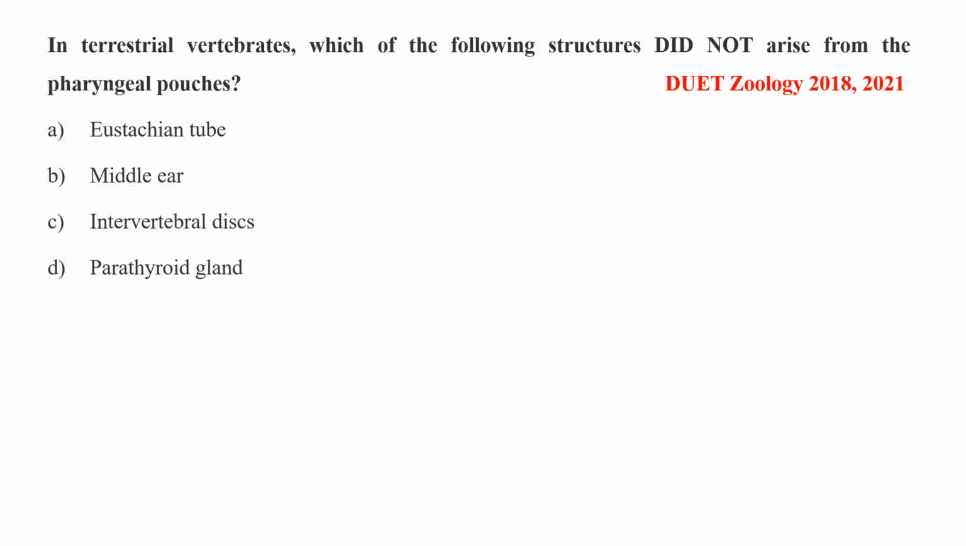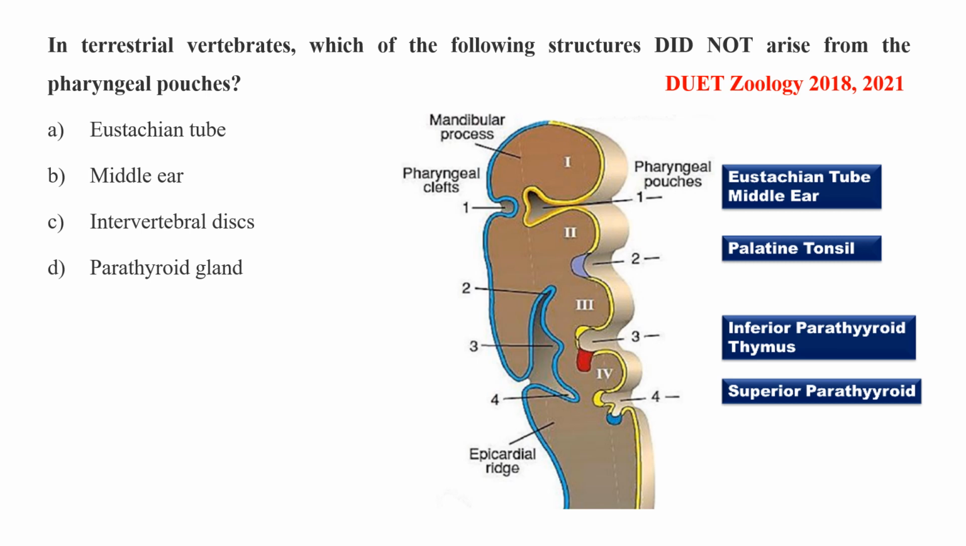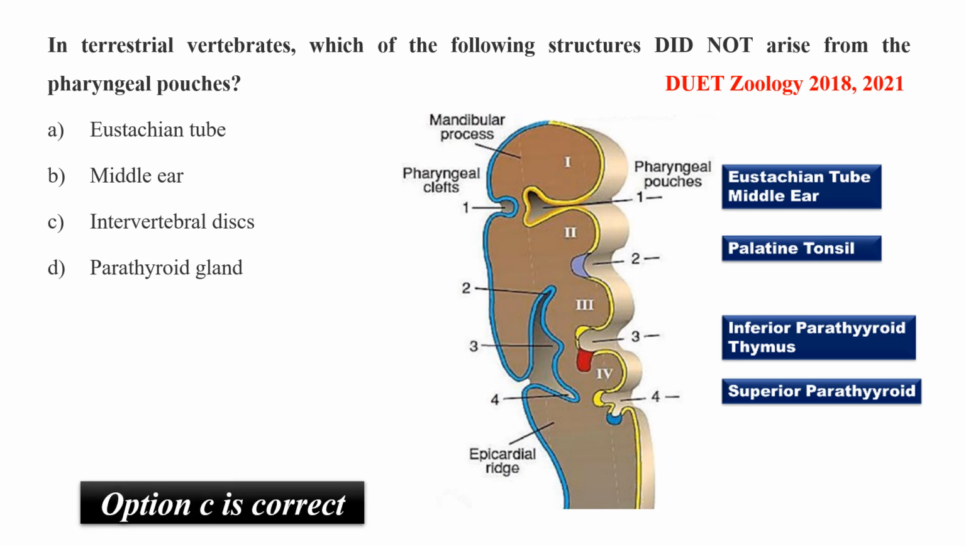In terrestrial vertebrates, which of the following structures did not arise from the pharyngeal pouches? Eustachian tube, middle ear, intervertebral disc, or parathyroid glands. Basically, in tetrapods, when they develop, pharyngeal clefts produce parts of the ears and other structures of the head and neck region. For example, the first pharyngeal pouch led to the development of the Eustachian tube or middle ear. The second led to the development of the palatine tonsil, while the third and fourth actually help in developing the parathyroid gland. Intervertebral discs are not made by the modification of pharyngeal pouches. So hence option C would be the correct answer in this case.